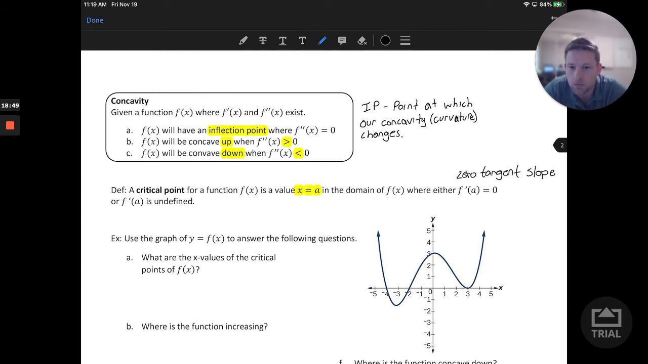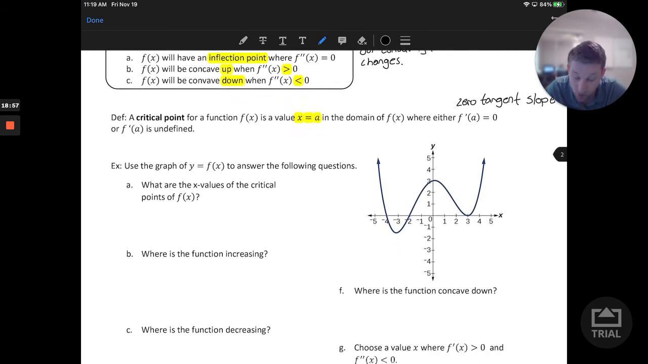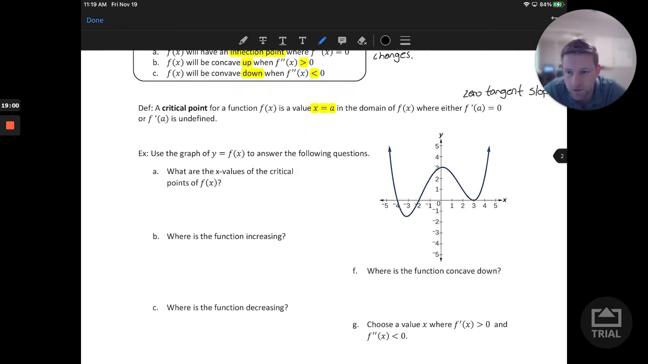To walk through this idea of concavity, first we'll take a look at this graph problem, and then we will take a look at what we would call the second derivative test with concavity. We want to use the graph of f of x to answer the following questions. We have our graph here on the right, not a quadratic, but just a polynomial graph. It looks like maybe a 4th degree polynomial, but that doesn't matter necessarily for what we're doing. So let's consider part A first. We want to find the x values of the critical points of f of x.